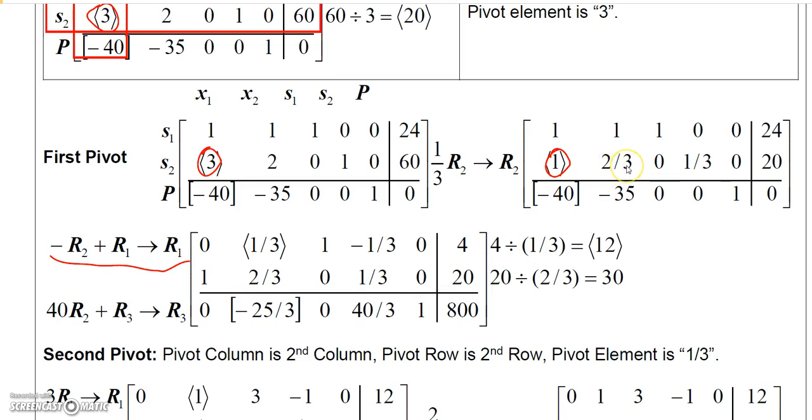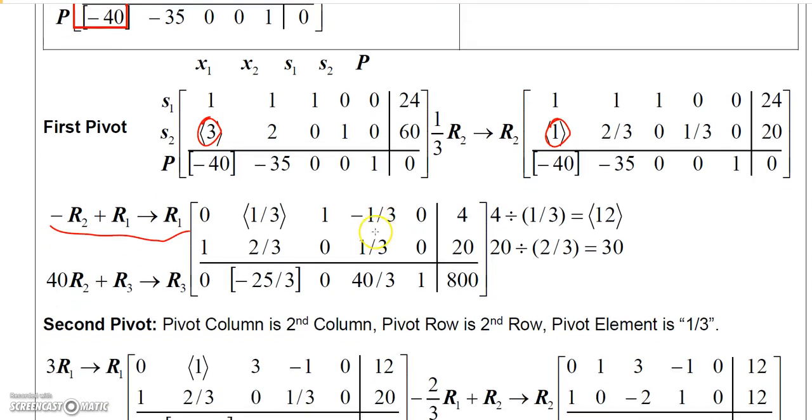40 times 2/3 is 80/3. Add it to negative 35. That's a negative 105 over 3. So 80/3 minus 105/3 gives me minus 25/3. 40 times 0 plus 0 gives me 0. 40 times 1/3 is 40/3 plus 0 gives me 40/3. 40 times 0 plus 1 is 1. And 40 times 20 is 800 plus 0 is 800.